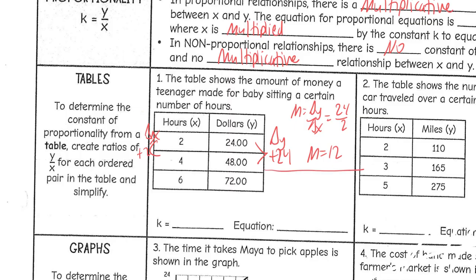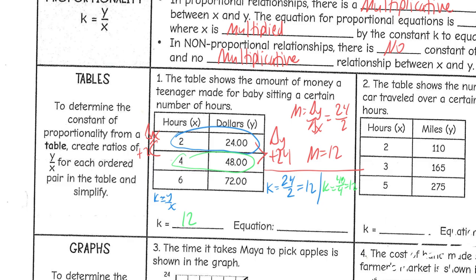But now, since you've been told that this is proportional, it'll have a constant of proportionality, and all you have to do is y over x. So k would be 24 over 2, because k equals y over x. 24 over 2 is 12. Let's say we did 4 and 48. k would equal 48 divided by 4, y over x, and that's 12. So k is 12.